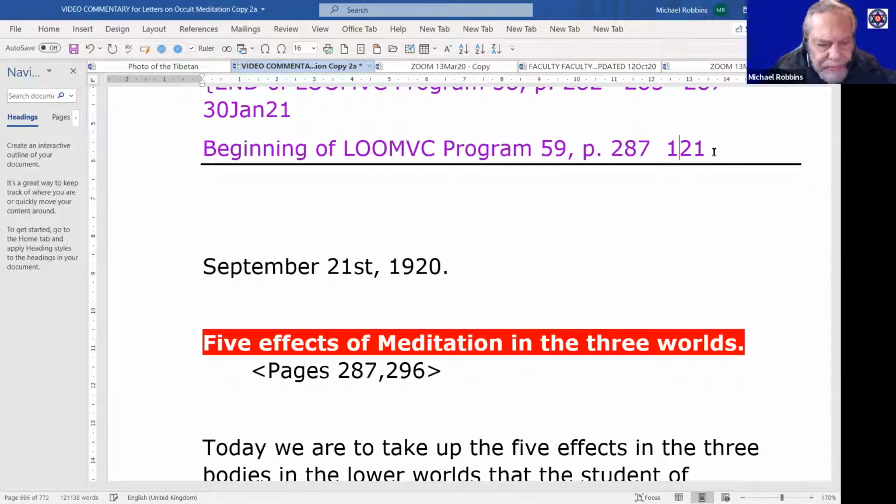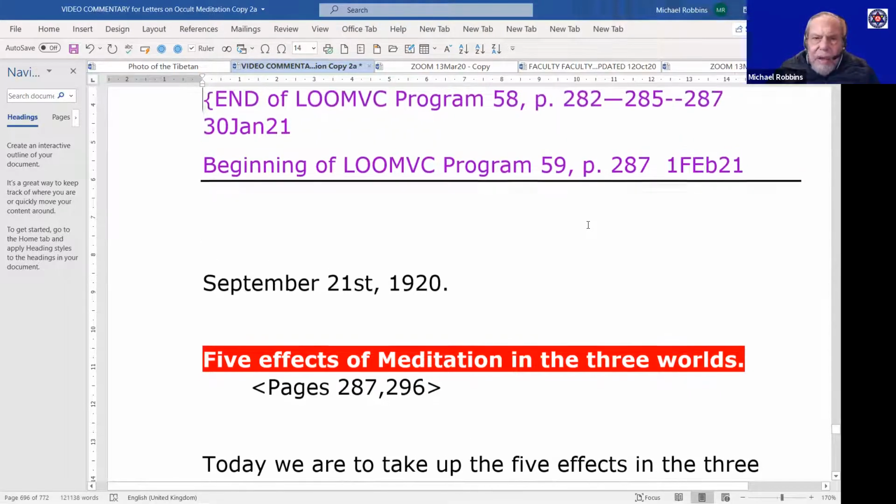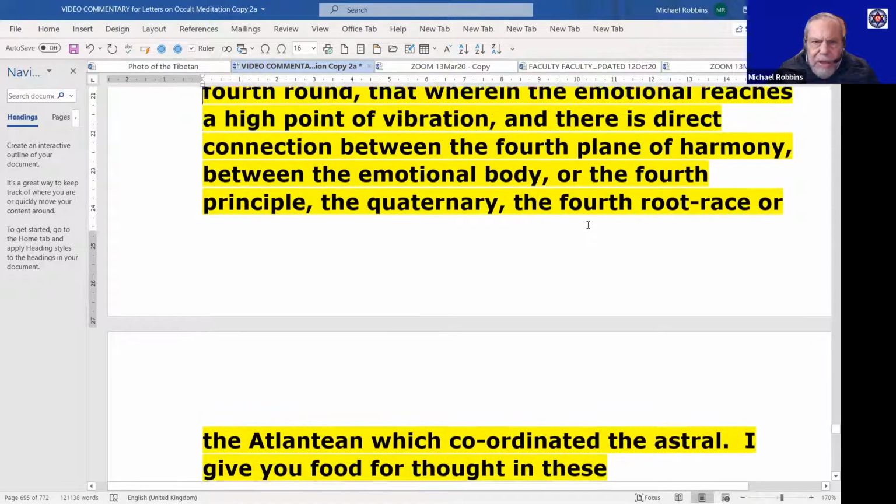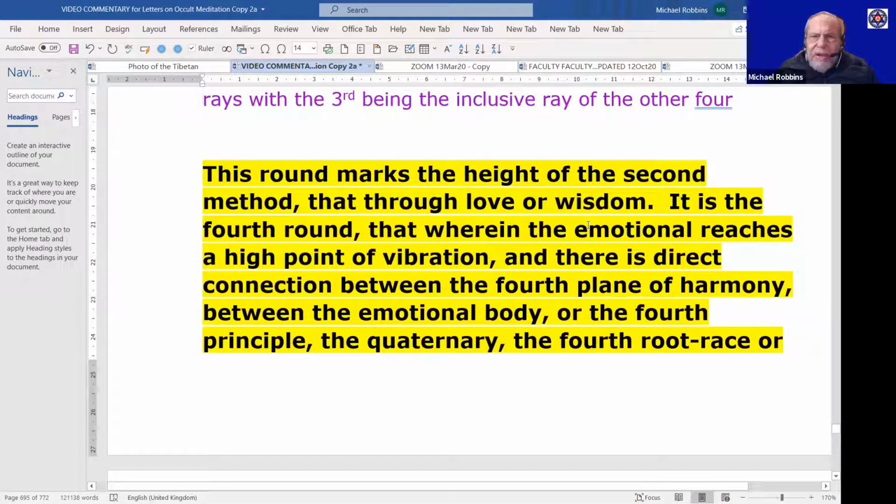The 1st of February, and we have been in quite a long letter with many sections. We've been dealing with the interior nature of meditation, the approach of the first three aspects of divinity, the Raja Yoga method, which he likens to the first ray and its subsidiary ray, and then the second ray method of love and wisdom.